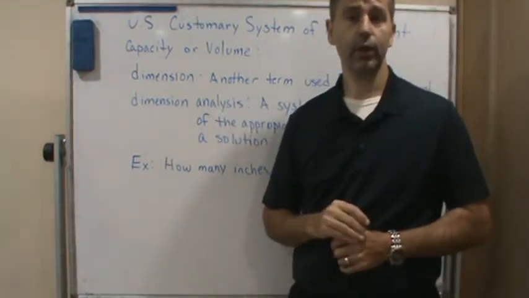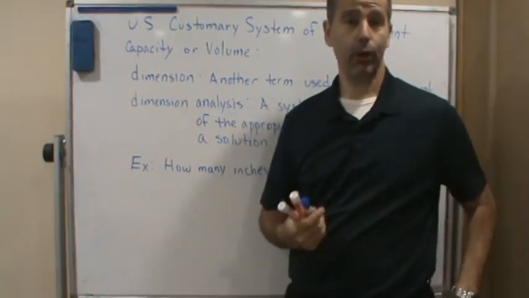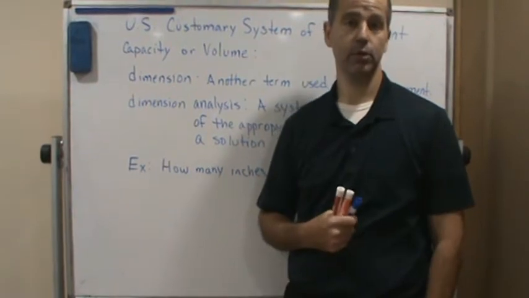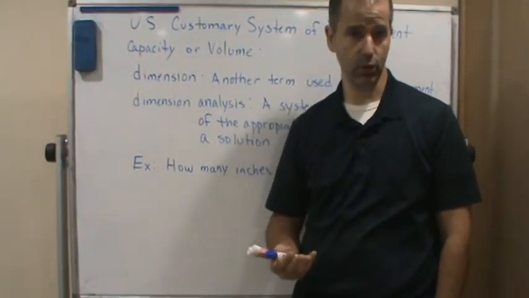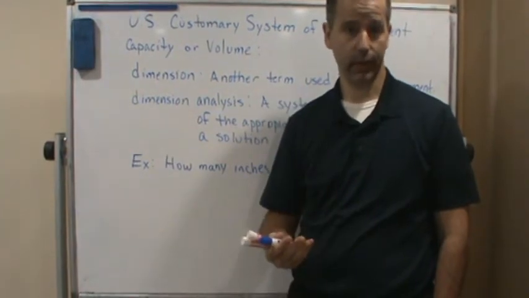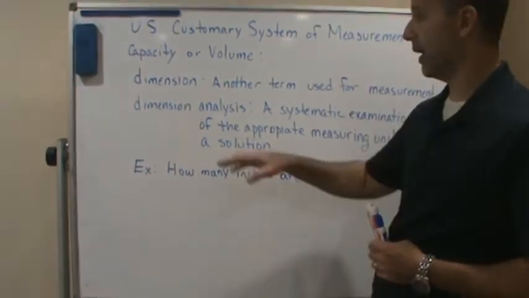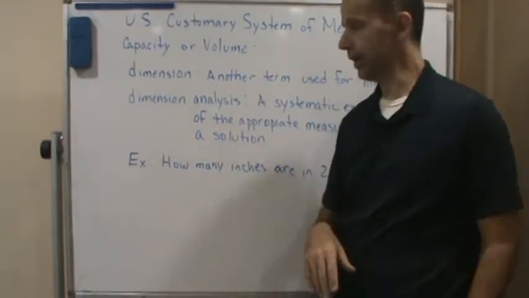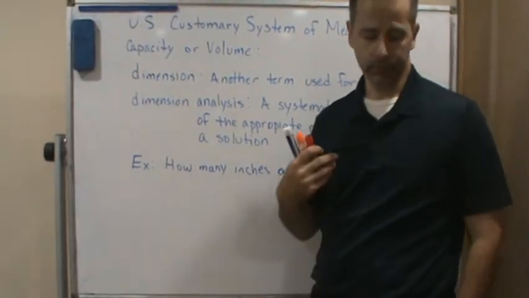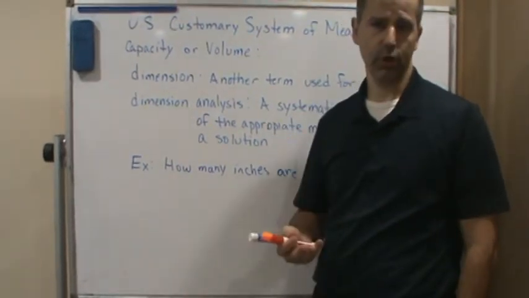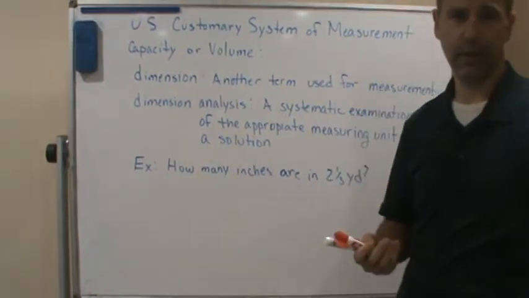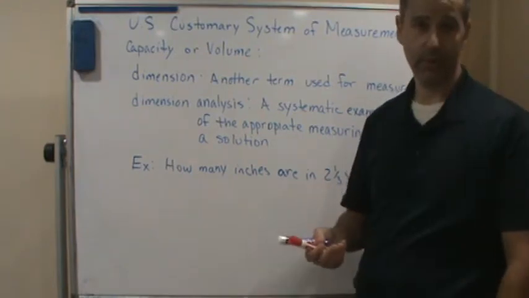So in this video, we're going to talk about how to make sure that we're getting the correct answer. One of the ways to make sure that we're getting the correct answer is to look at the units and do what's called a dimension analysis. So what is a dimension? A dimension is another way of using the term measurement. So when we look at the dimension analysis, we're looking at the measurements that are used.